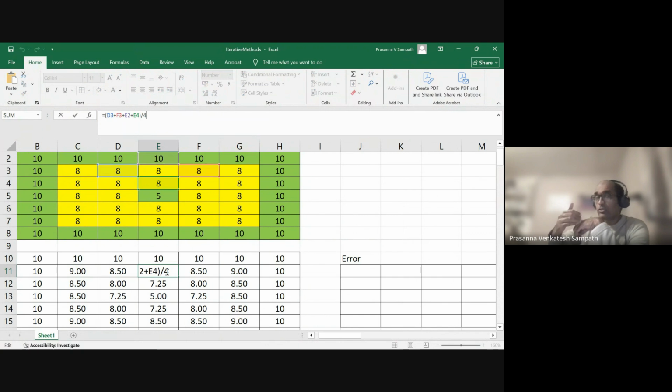Jacobi iteration will use all the values from the previous iteration. So the 5-point stencil is at work. What is it doing? It is simply taking the values in these 4 cells, which are its neighbors: i minus 1, i plus 1, j minus 1, j plus 1. So the cell to the left, the cell to the right, the cell above, and the cell below.